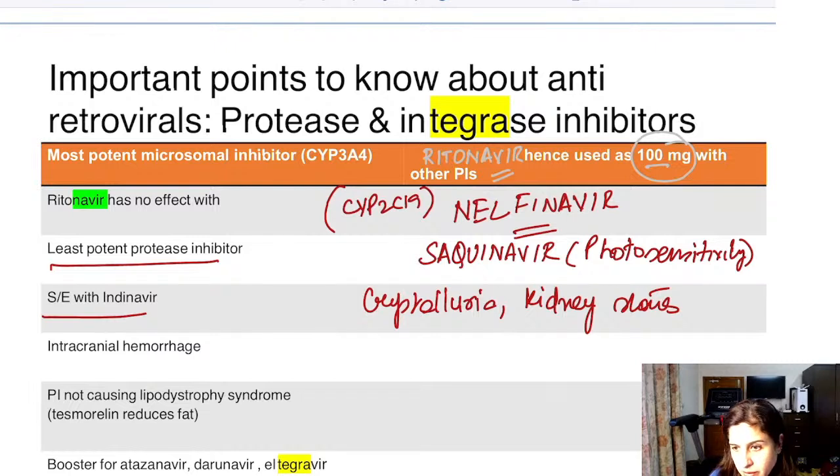Intracranial hemorrhage is seen with which protease inhibitor? Tipranavir. Okay, tipranavir.